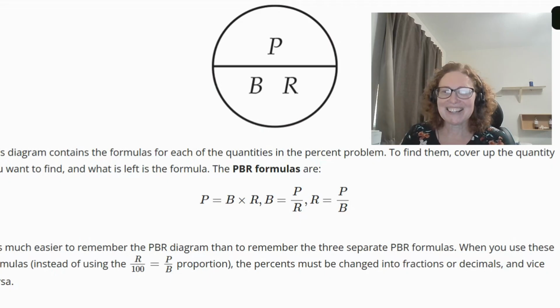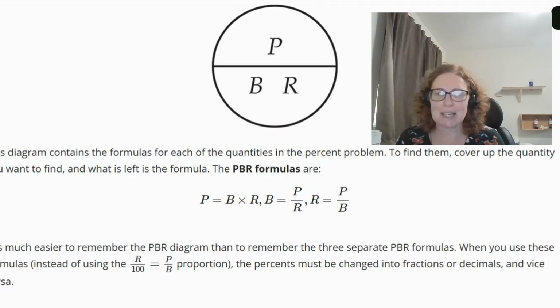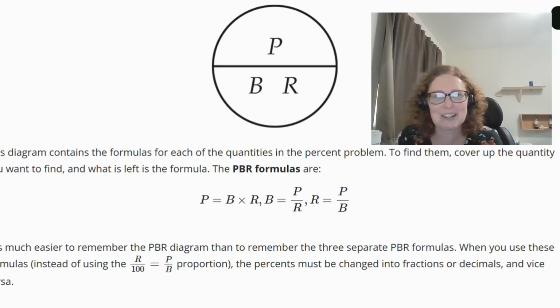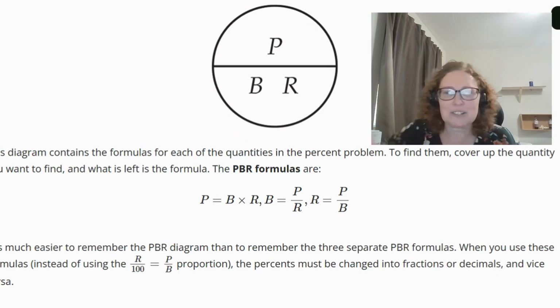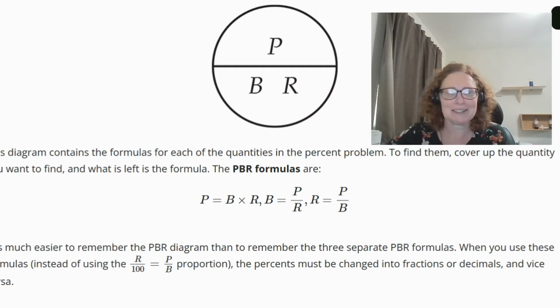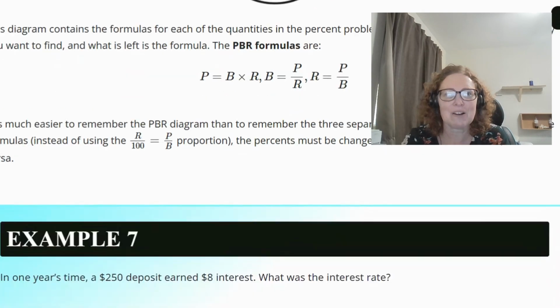Yeah? Okay. So here's another one. I'm looking for B, the base. So cover up that B. So B is equal to what's left? P divided by R, because they're on opposite sides. So it's not multiplication like it would have been on the other one. It's the division. So there again, we want R. So cover that up. What's left? R is equal to P divided by B. So just another way to help you look at that, and hopefully that could help.